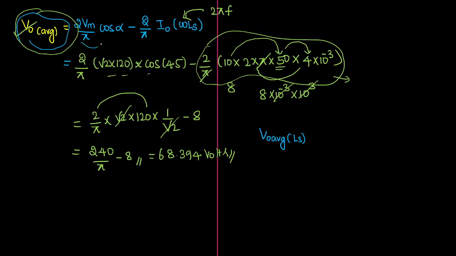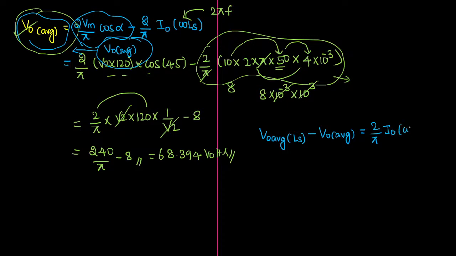If you observe the right hand side, this 2Vm by pi cos alpha can be replaced by V naught average without source inductance. So I am not putting Ls. Ls means with the source inductance. I am replacing this 2Vm by pi cos alpha by V naught average without source inductance. We know this is the generalized formula to calculate the output average value of a single phase full bridge rectifier without source inductance. So when I am writing in this way, I'm just willing to pass it to the left hand side such that this can be written as V naught average with the source inductance minus V naught average without source inductance equal to 2 by pi into I naught into omega into Ls.